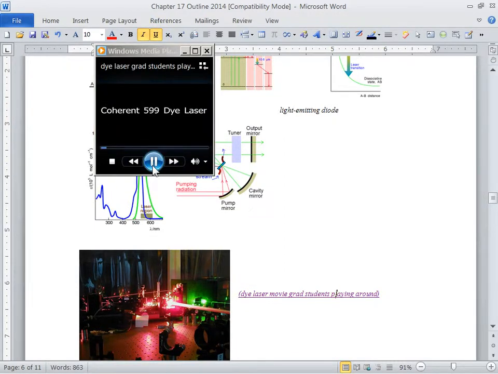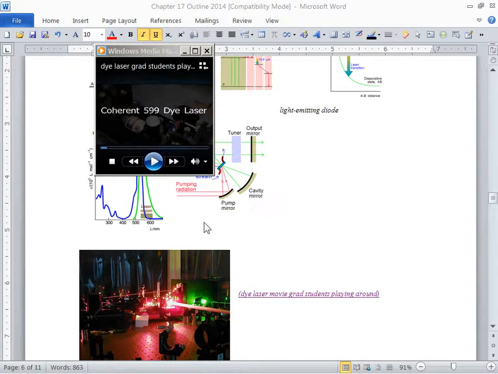You can even hear them dinking around. I wish I would have made little videos like this when I was playing around in lab, because these are multi-million-dollar systems that these guys are playing around with.